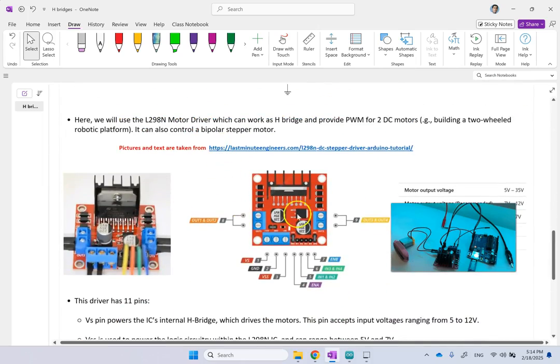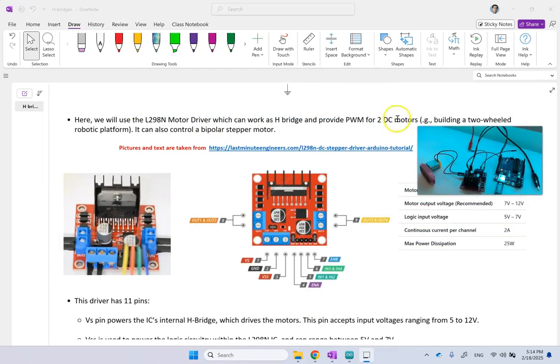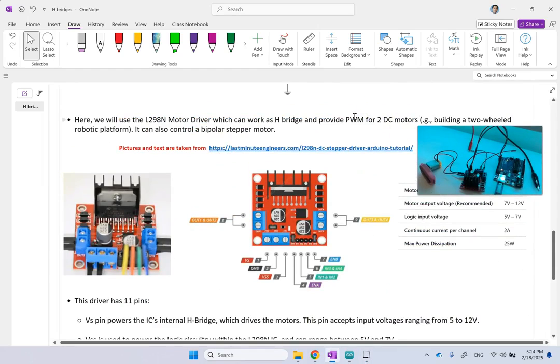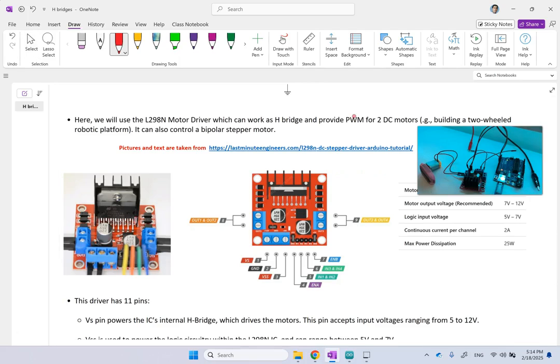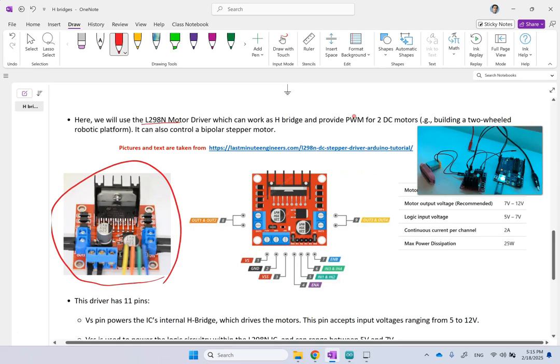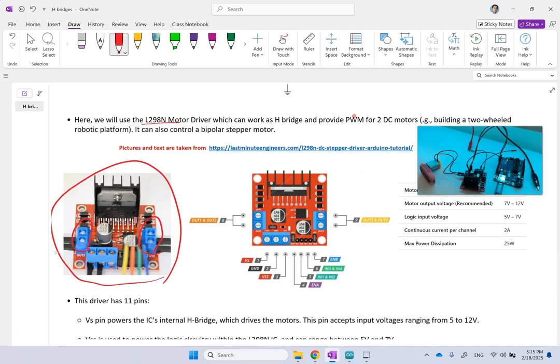Now, as I said, these days, as opposed to using a simple chip for an H bridge, we mostly use a driver. And a driver allows you to do both H bridge and PWM. The one that I want to talk about in this video is called the L298N Motor Driver, which is very common. You can buy it on Amazon for a few bucks. It does the job of two motors. You see one here and one here. It can also control a bipolar stepper motor. We'll talk about stepper motors in a future video.